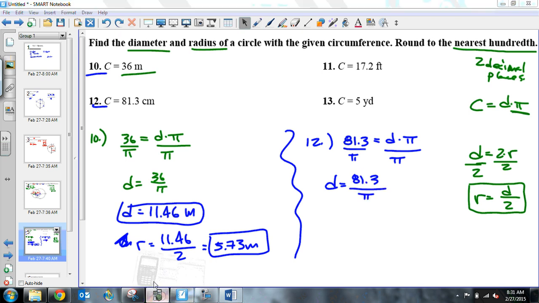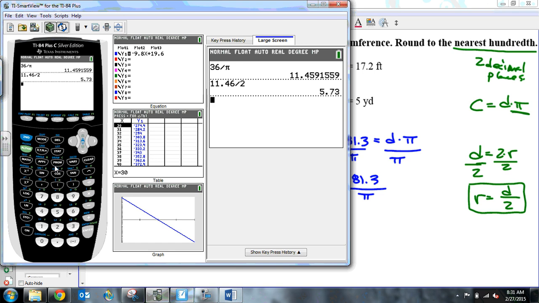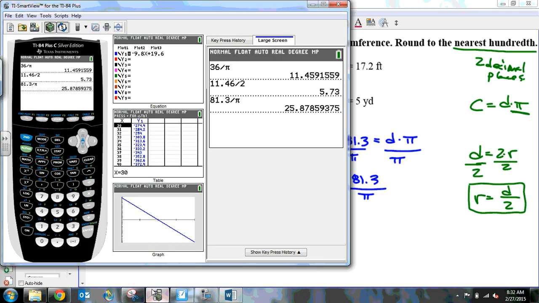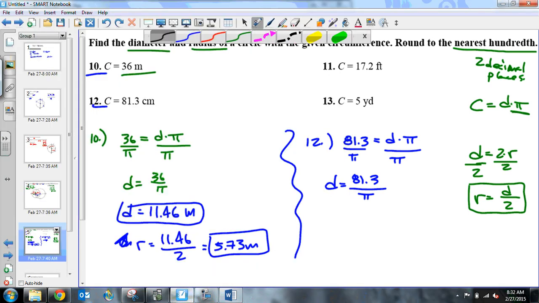So let's go to our calculator, and we're going to take 81.3, and we're going to divide that by pi. And we get 25.87. So I'm going to round that to 25.88. Okay, so 25.88. So diameter is equal to 25.88, and that's in centimeters.